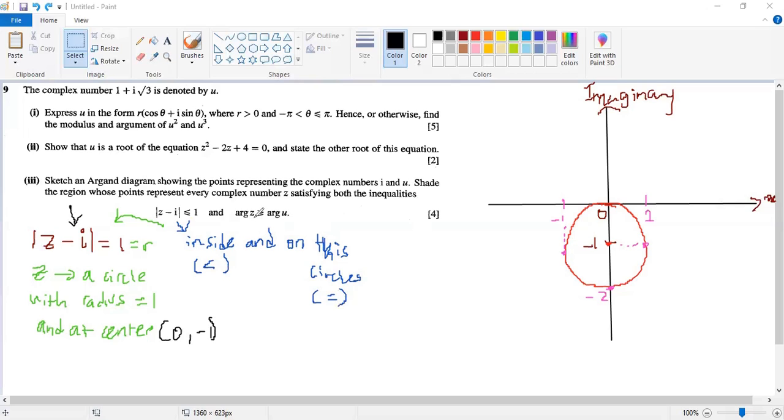So the argument of z is bigger than or equal to the argument of u. If you notice, the argument of u is about 60 degrees. It's easier to think in degrees than in pi over 3 radians, but you could think in radians here.